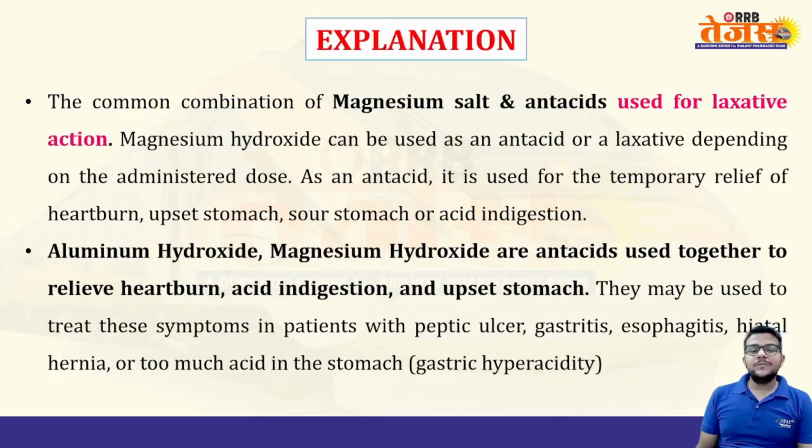Why is there a laxative action? Because of the common combination of magnesium salt and antacid. Magnesium hydroxide is an antacid, or we can say it has a laxative property depending on the dose of administration. Aluminum hydroxide and magnesium hydroxide are antacids used together to relieve heartburn, or acid indigestion, or upset stomach.